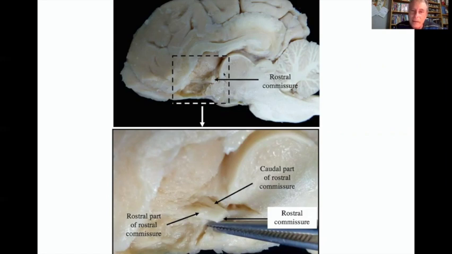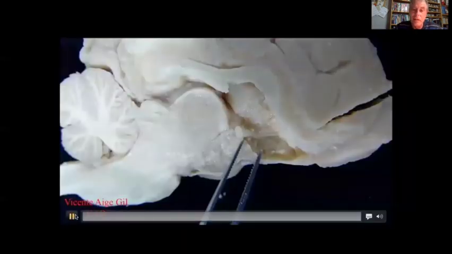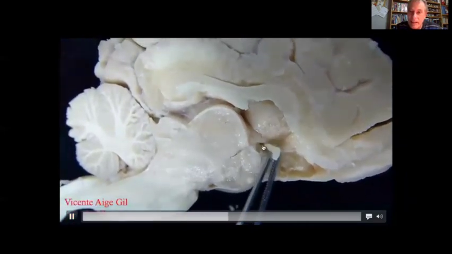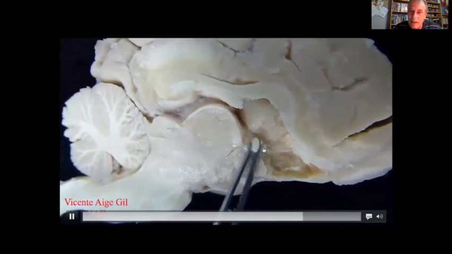I have removed the telencephalic septum and the paraolfactory and paraterminal gyri in order to discover here that this is the rostral commissure that is formed by two types of fibers. One is the caudal portion that connects the piriform lobes between them, and the other one is the rostral part that connects both olfactory bulbs. In this dissection, you will identify it easily. This is the rostral commissure, with the caudal portion here and the rostral one here.